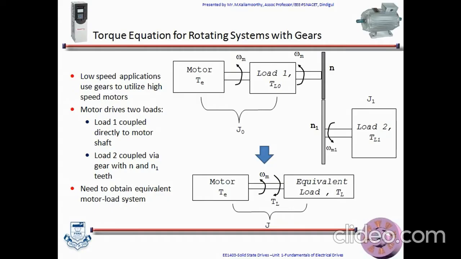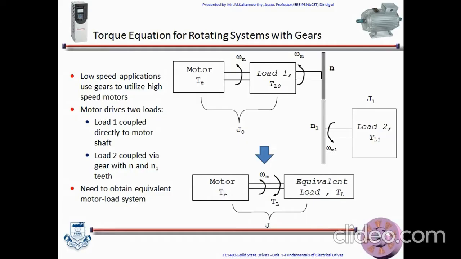Here we have two loads, load 1 and load 2. Load 1 is coupled directly to the motor shaft and load 2 is coupled through a gear with N and N1 as teeth. The equivalent moment of inertia between motor and load 1 is J0, with speed omega m and torque TL0. The moment of inertia of load 2 coupled with the gear is J1, omega m1 is the speed of load 2, and TL1 is the torque required by load 2.